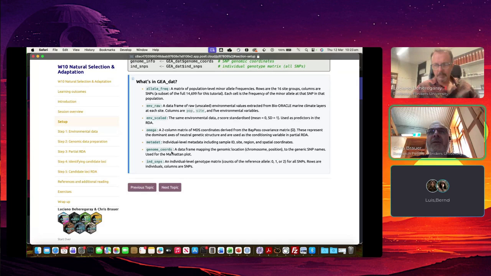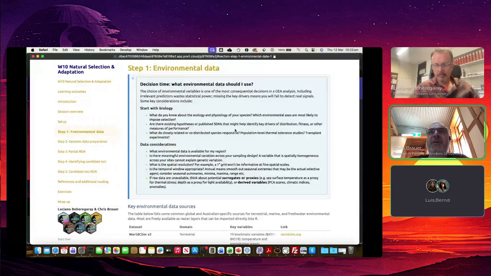So the first decision that you need to make, after you've decided that you're going to run a GEA analysis, is what environmental data should I use? And you really have to start with the biology or the ecology of your species. You need to think about what's important. You might already know that. There might be a lot of ecological work that's already been done for other species, or maybe you don't. And that might dictate the types of variables that you might be considering.